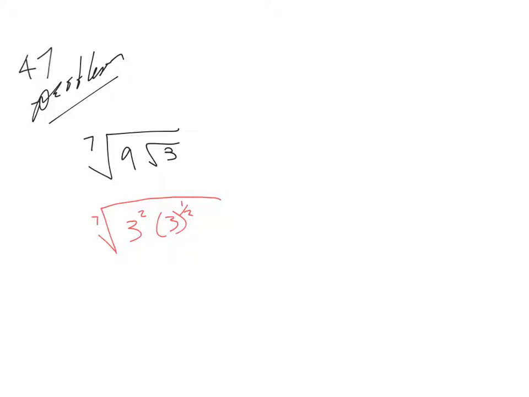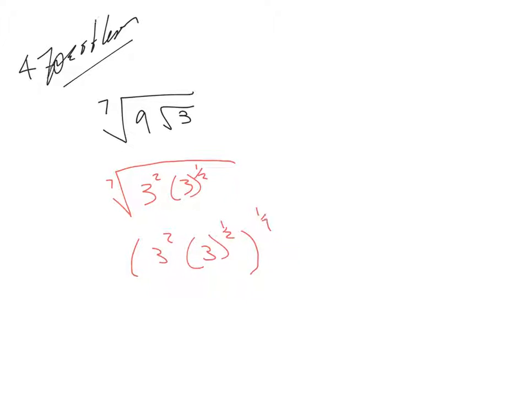Okay, and then we'll take off the 7th root. So instead of a radical sign, we'll make a parenthesis and we'll put a 1/7 up there. So that's 3 squared, 3 to the 1/2. Alright, so now we're going to use the power rule, and that says that we're going to multiply these two, and then after that we'll multiply these two. So let's get rid of those funky things there.